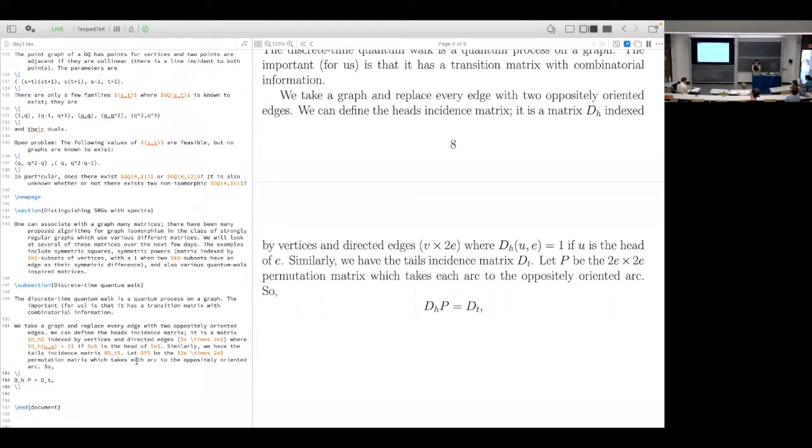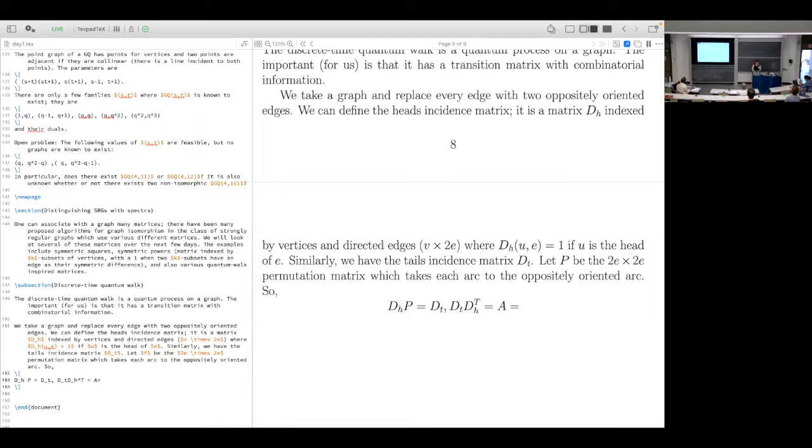And what may not be immediately obvious is that if you take D_T times D_H transpose, that's the right size: vertices by edges, edges by vertices, so it's V by V. This will be equal to the adjacency matrix. It will work out because you have two columns corresponding to each edge, and the diagonal will be 0.